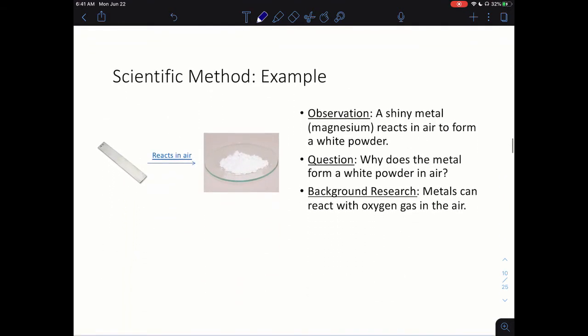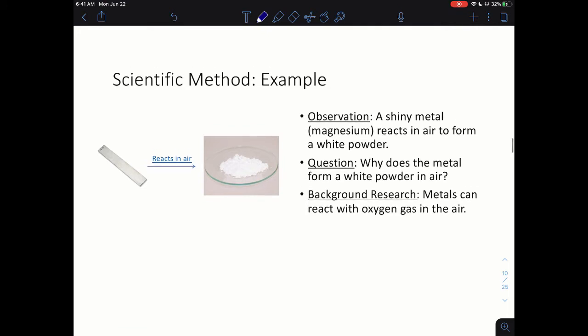The next step is to do some background research. When I do some background research, I find out that metals can react with oxygen gas in the air and undergo a chemical change. I might not understand what all of those words mean, but now that I have this information in hand, I'm ready to proceed to step 4, which is to develop a hypothesis.